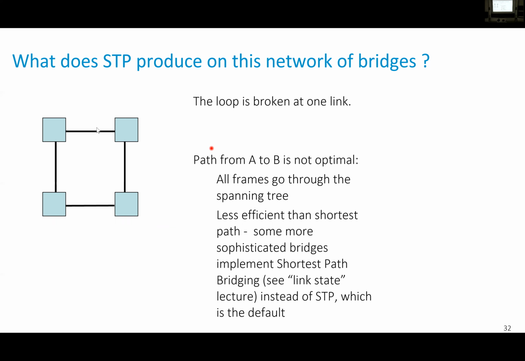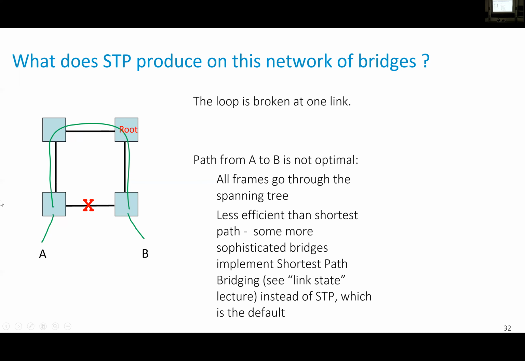What is the side effect? Assume I have a ring of 4 bridges wired in this way. Then somehow, we don't know which one, if you buy 4 elements on which you don't have any control, one of the 4, depending on its ID, which may be just a random number, will be the root. And it means that one of the links will be disabled here. In particular, the traffic from A to B will go the long way in this case.